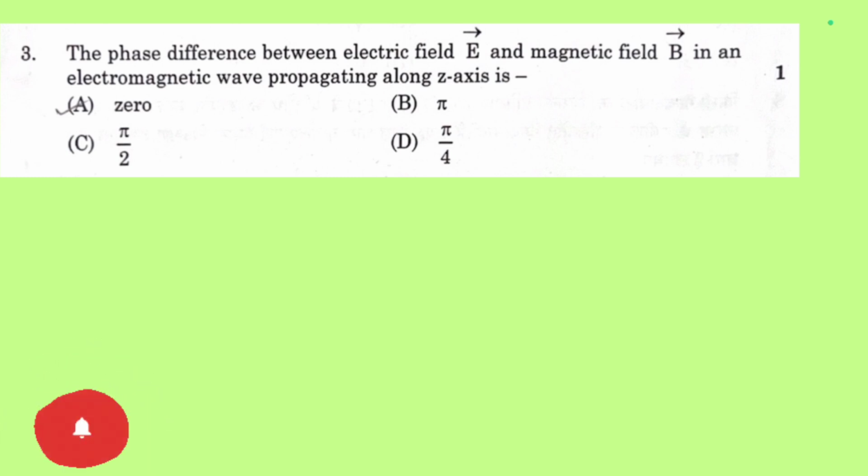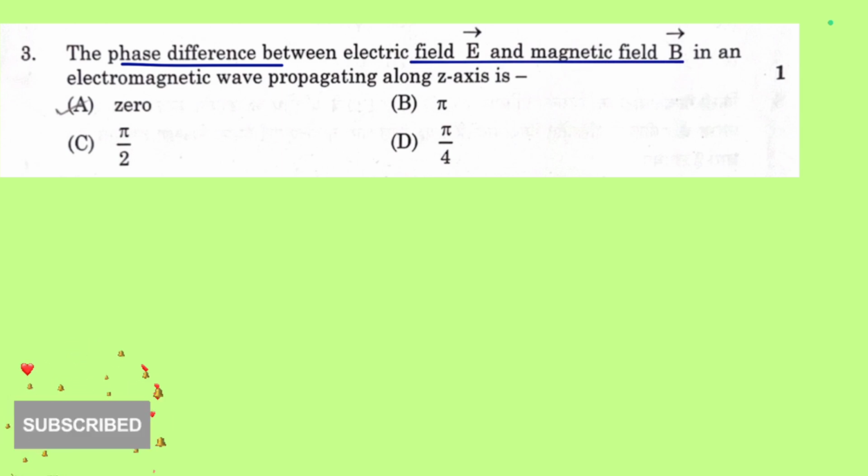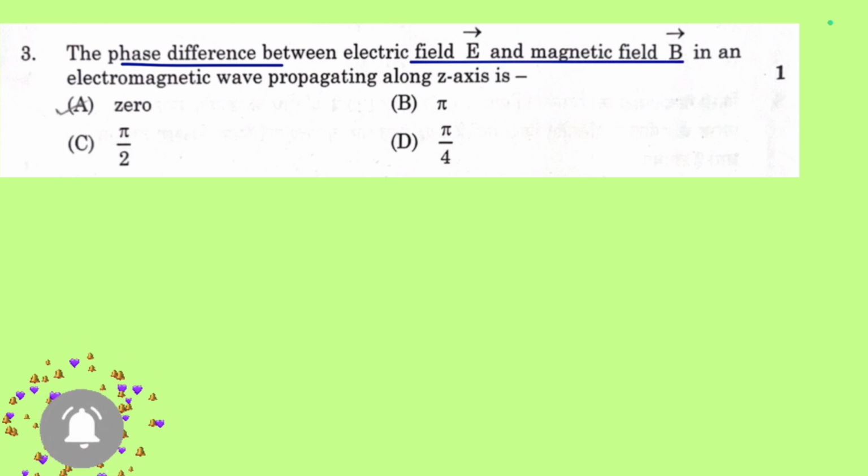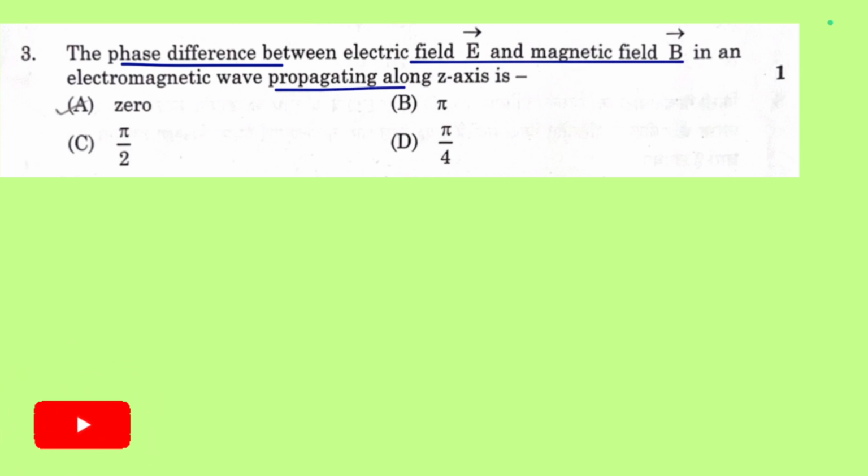So what do we have to do here? In this case we have to find out the phase difference between the electric field and the magnetic field. Basically it is a very conceptual and direct question. Any electromagnetic wave is propagating along the z-axis. Obviously, if it is propagating along the z-axis, the electric field will be along the x-axis, and the magnetic field will be along the y-axis, and the third axis that remains is the one along which the electromagnetic wave propagates. Now we have to find out the phase difference.